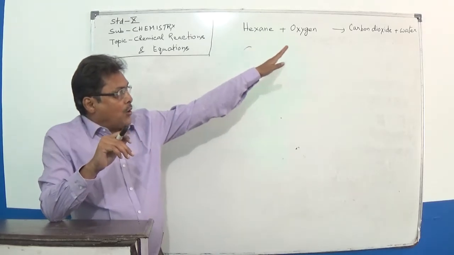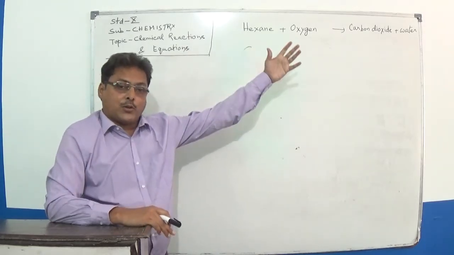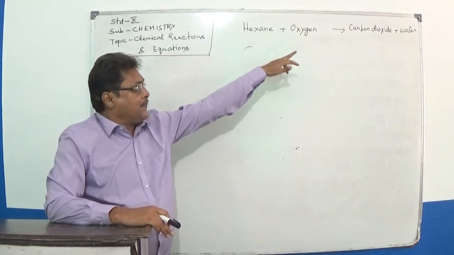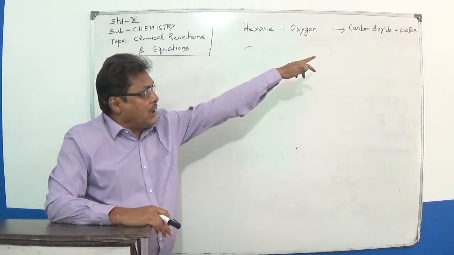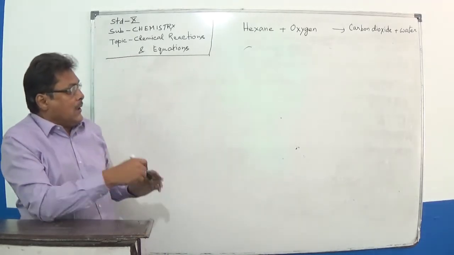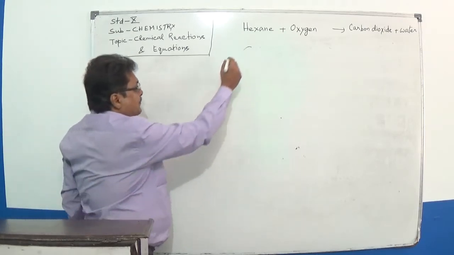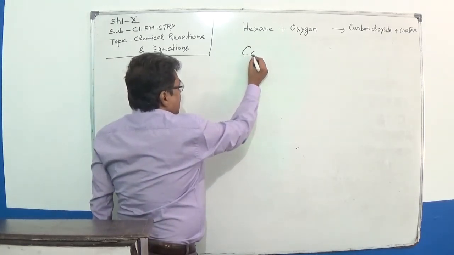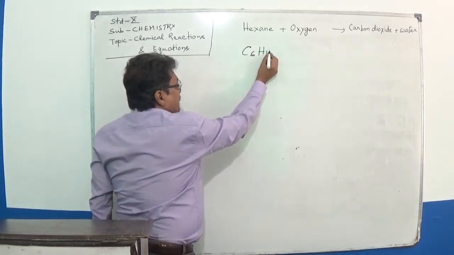Hexane burning with oxygen, natural oxygen occurring in air, producing carbon dioxide and water. Look at the skeletal form. Hexane is C6H40.